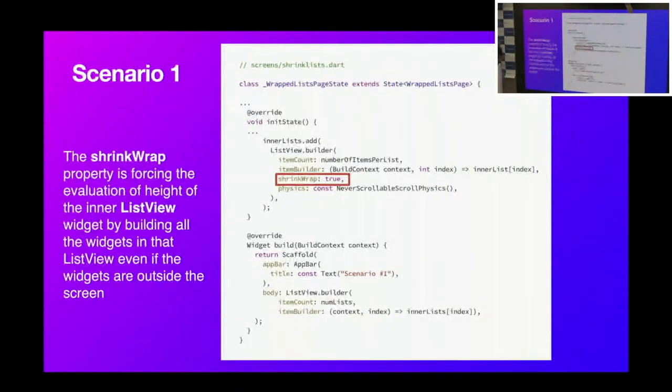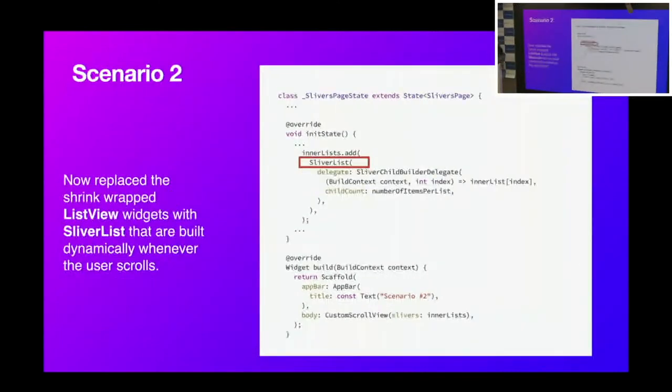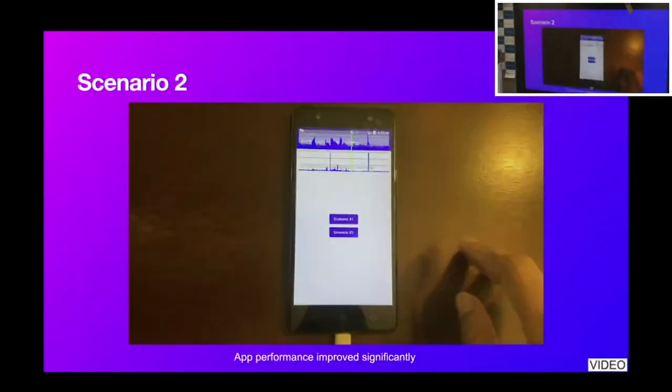So for improving the code, we will be removing shrink wrap, and instead of list view, we will be using sliver list. Sliver list actually builds dynamically whenever the user scrolls. Let's see the impact of this change on the performance.